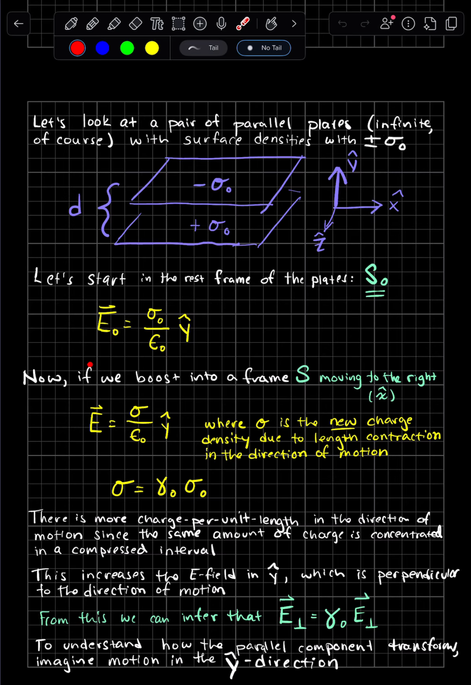And so this is the stationary E field. And furthermore, since we're not moving, since there's no motion, there's no current. And since there's no current, there is no B field. There's only an E field. Okay, but now we're going to boost.